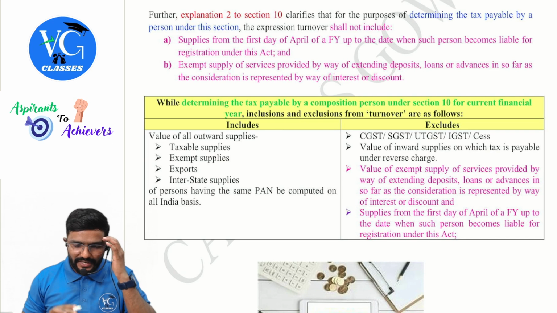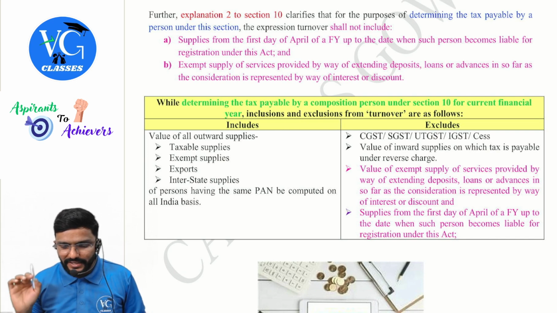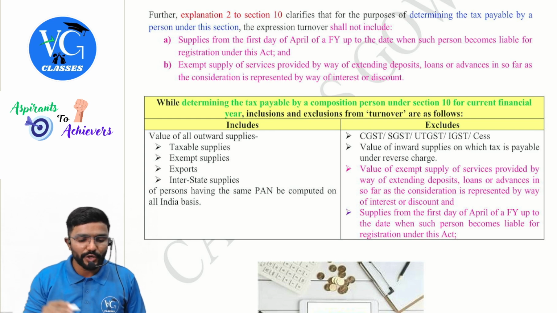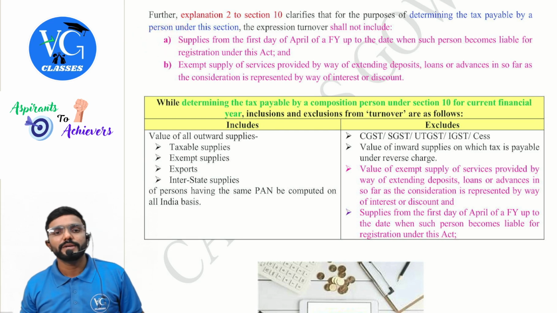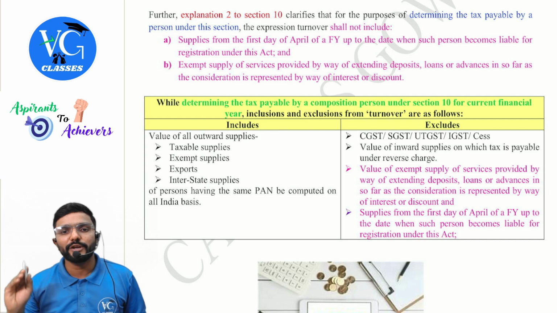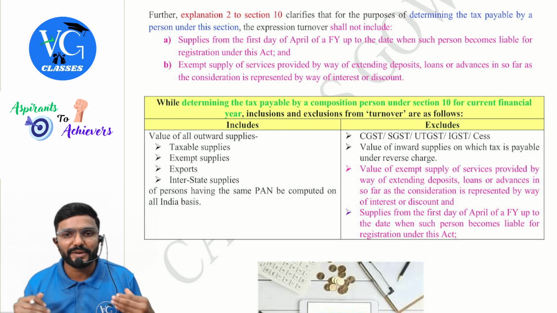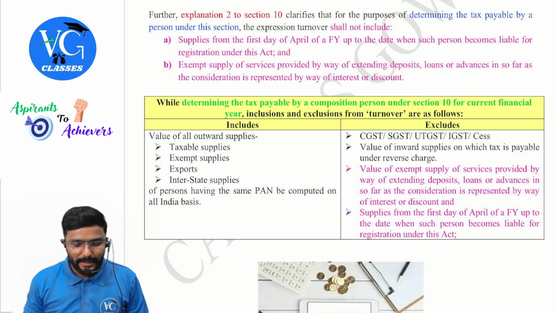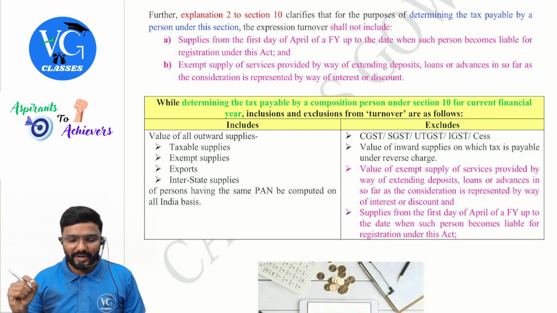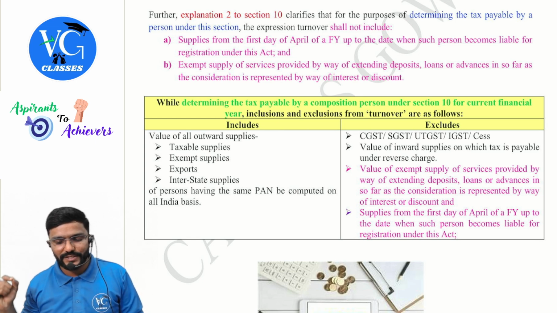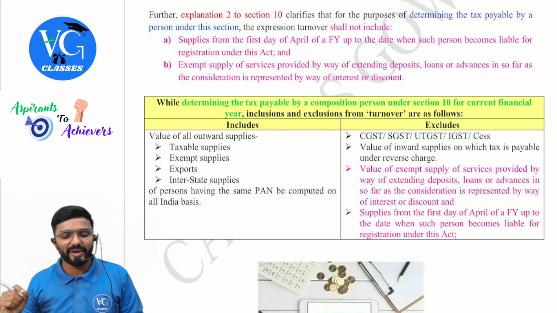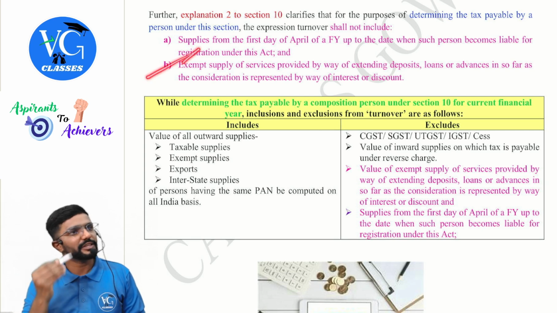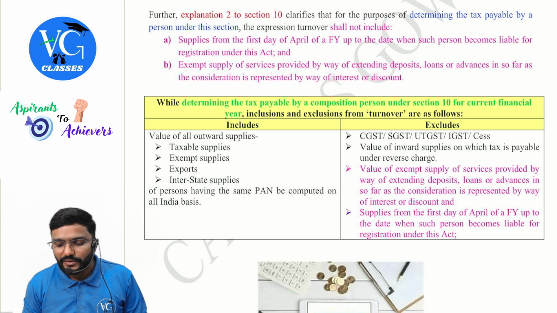Explanation 2 to section 10 clarified that for the purpose of determining the tax payable by a person under this section, the expression turnover shall not include, this is an additional item here, supplies from the first day of April of the financial year up to the date when such person becomes liable for registration under this Act, and exempt supply of services provided by way of extending deposits, loans or advances insofar as the consideration is represented by way of interest or discount. This was anyway there in explanation 1 also. What is the addition here? This one.